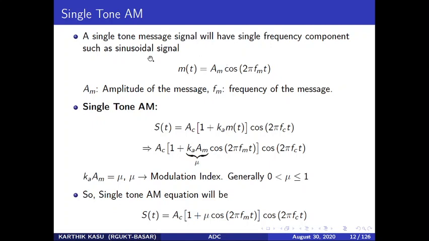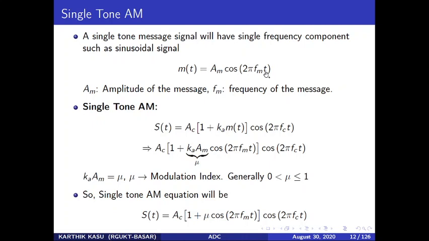Now here, what is a single tone signal? Our message is a single tone signal. As I mentioned earlier, message can be anything. Typically it will be voice or speech, video, audio, or it can be an image, it can be data also. But here I am taking my message signal m of t to be a single tone signal. Single tone signal means sinusoidal signal. Here I am taking m of t equal to Am cos 2 pi fm t.